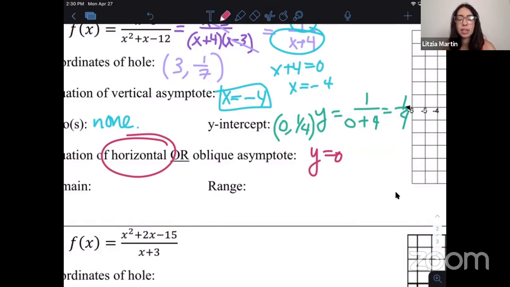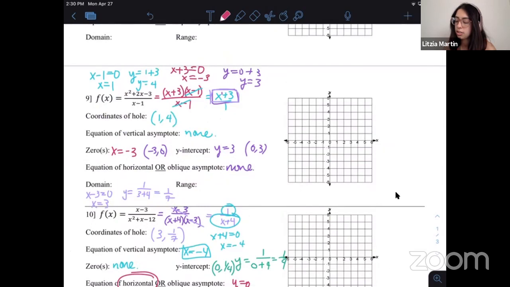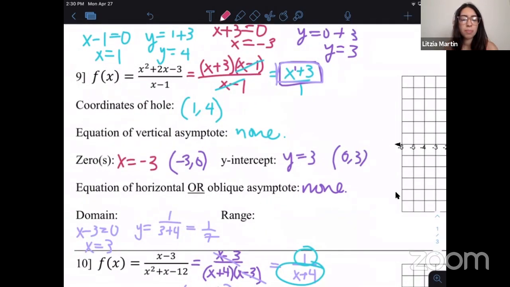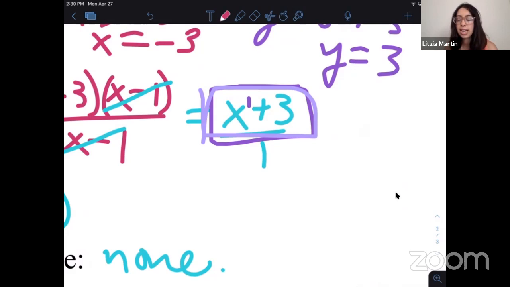So for 9, the graph is just a line, right? So x plus 3 is what we're left with when we simplify. X plus 3 divided by 1. And so if you were to do division, x plus 3 divided by 1 is just x plus 3. So there is no horizontal or oblique asymptote because this is just a line with a hole in it.